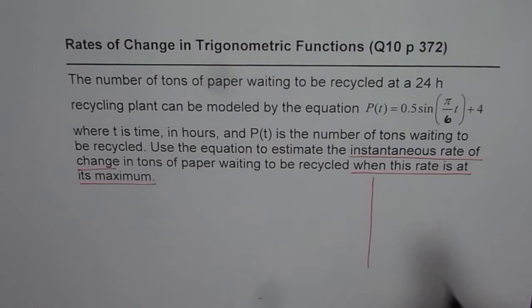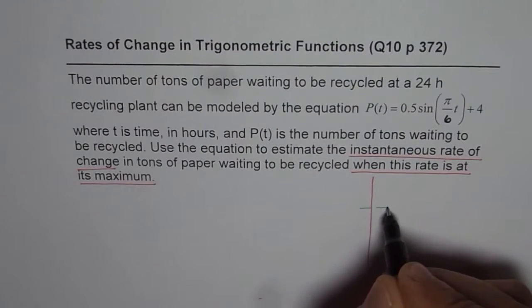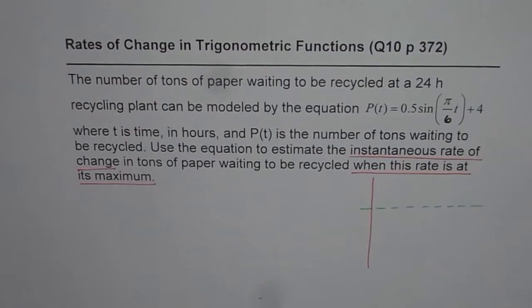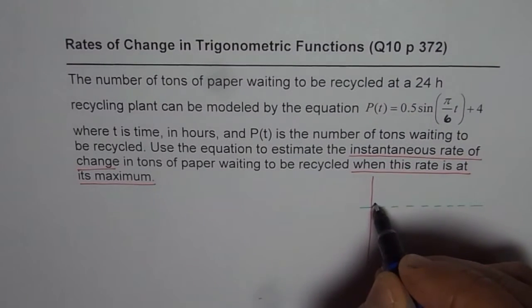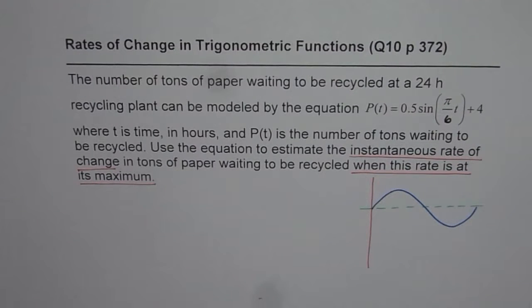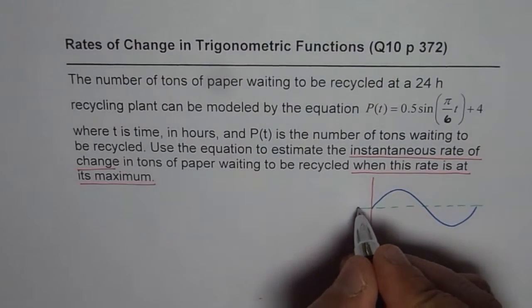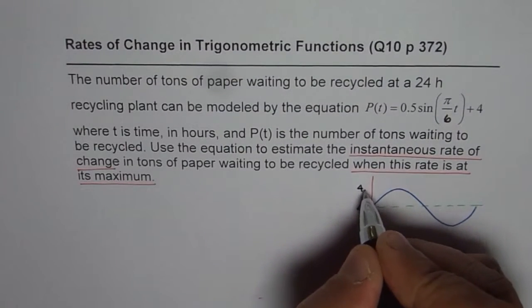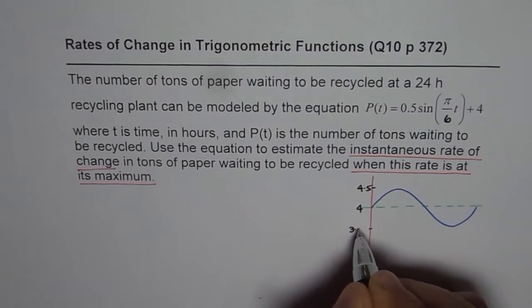Let me sketch a part of the sine function. We have the axis at 4, and the function has an amplitude of 0.5. There is no phase shift, it's a sine function. So we can just sketch it kind of like this. The amplitude being 0.5 and the axis at 4, we have 4.5 as the upper limit and the lower limit will be 3.5.